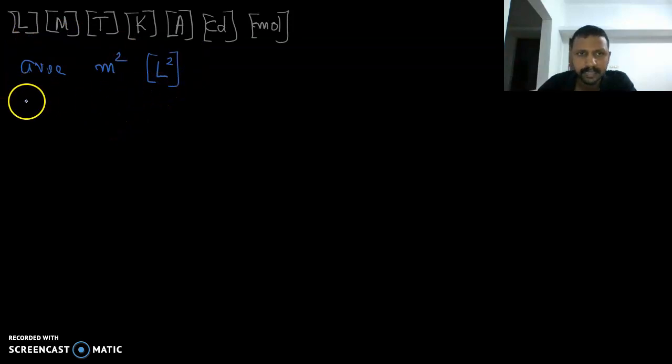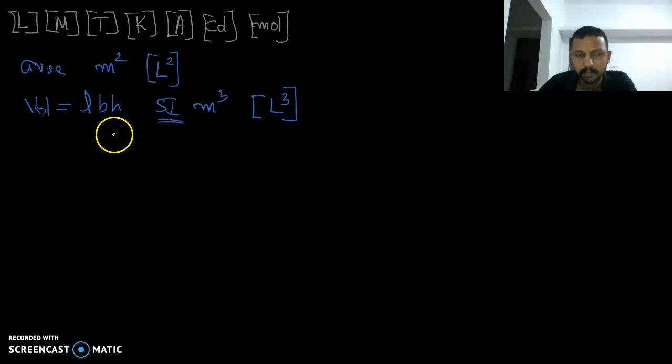Then volume. Volume is obtained by the relation length into breadth into height, L into B into H, or L cube. Therefore, the SI unit of volume is meter cube, and the dimensional formula will be L into L into L. Therefore, it is L cube. Then next, let's talk about speed.